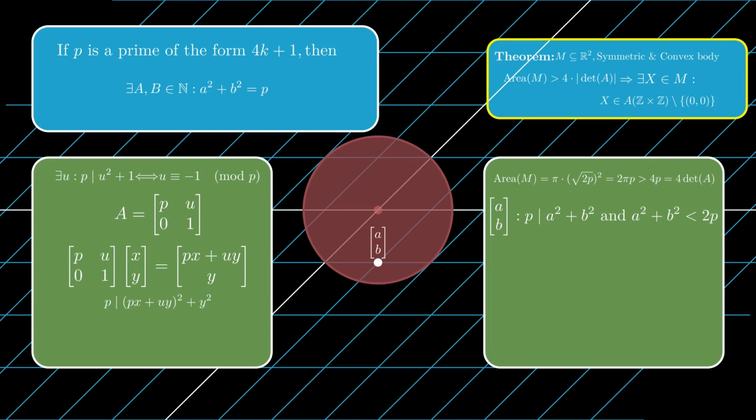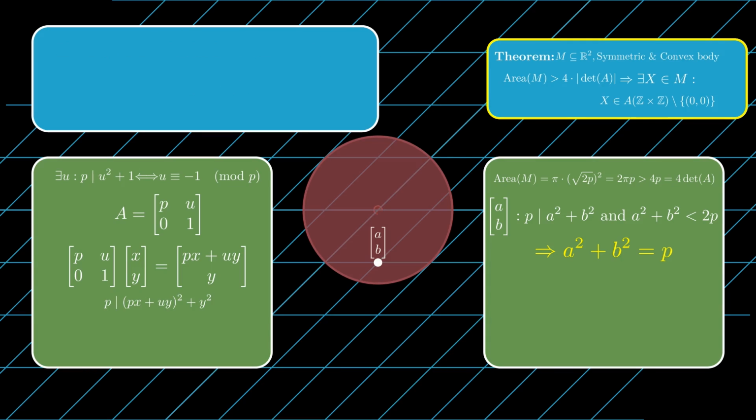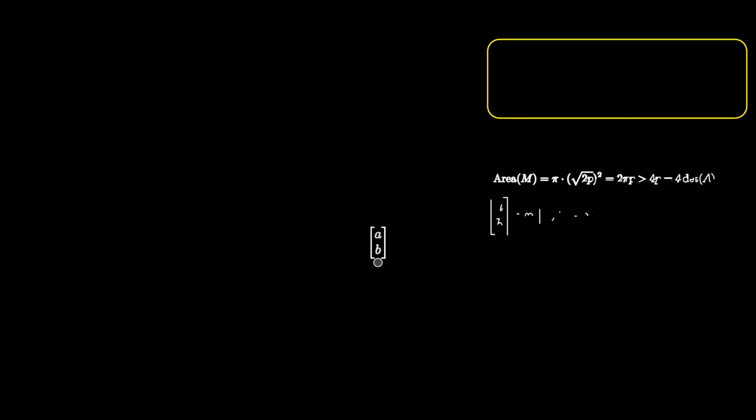There's only one positive multiple of p less than 2p, and that is p itself. Therefore, we must have that a squared plus b squared is p, which completes our proof. I'll wrap this video now, but I'll leave you with some things to think about until my next video, which will hopefully come out soon.